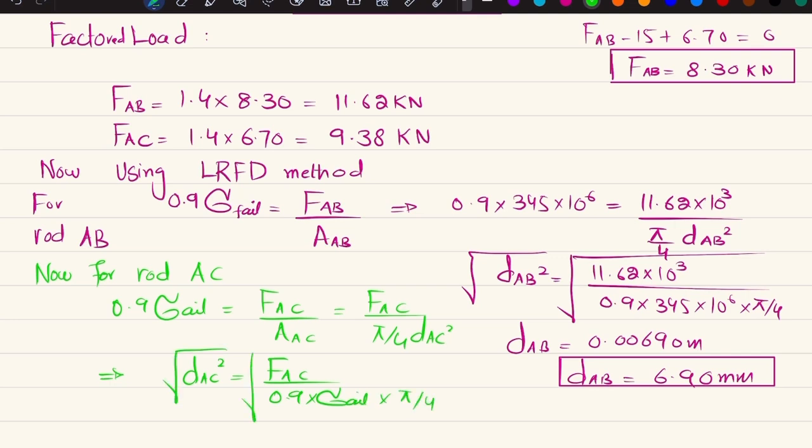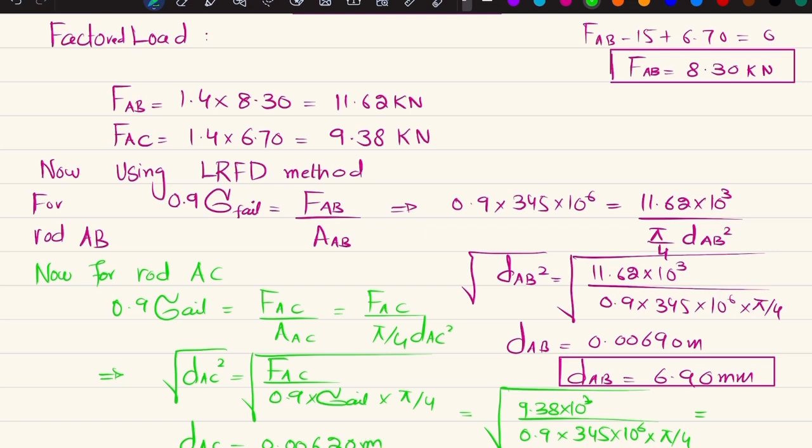Taking the square root on both sides, FAC is 9.38 into kilo, so 10 to the power 3, divided by 0.9. Failure stress is 345 megapascal, so 345 into 10 to the power 6 pascal, and pi by 4. So from here, DAC will be equal to 0.00620 meter, or 6.20 millimeter, which is the diameter of rod AC. So this is the diameter of rod AB and this is the diameter of rod AC.